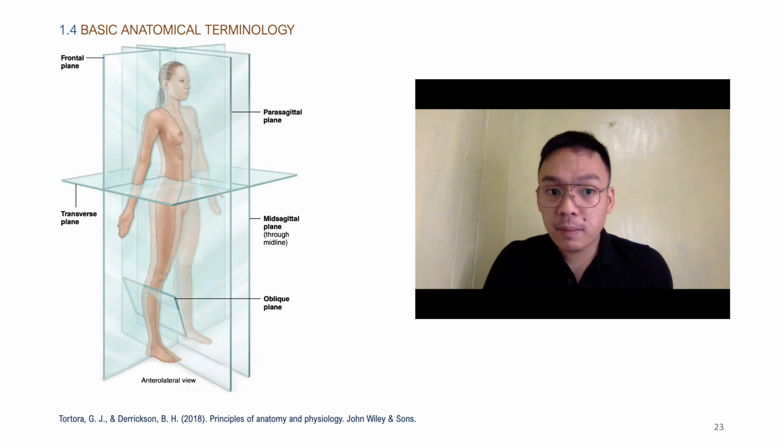Your next would be the parasagittal plane. It's called parasagittal because para means beside, and sagittal means arrow. This parasagittal plane divides the body into unequal left and right sides.